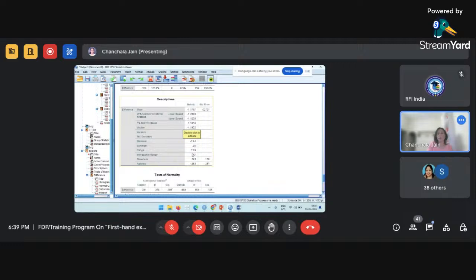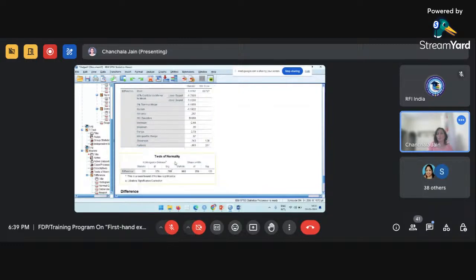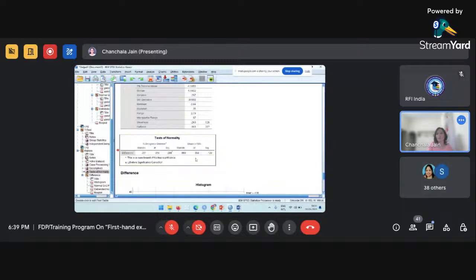Rather than discussing all this, we are coming directly to the skewness and kurtosis. You can see these are very small figures, very near to 0, right? So I can conclude that the variable, the difference, is normally distributed. Looking at the Shapiro-Wilk test, the significance value is greater than 0.05. So what conclusion will I draw here?